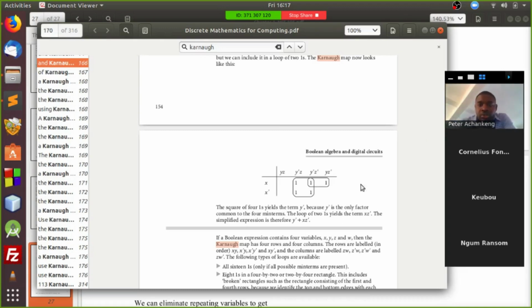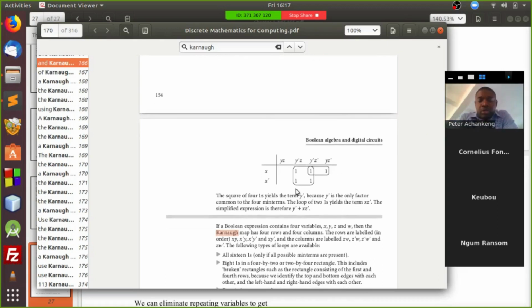Alright, so guys, look at how the grouping has been done. Is it clear there? You have to group in 4s or you group in 2s. For the first grouping of 4, if you look at it keenly, you will see that in that grouping, Y prime is common. Therefore, that grouping of 4 will give you Y prime as the output. So it simplifies to Y prime.